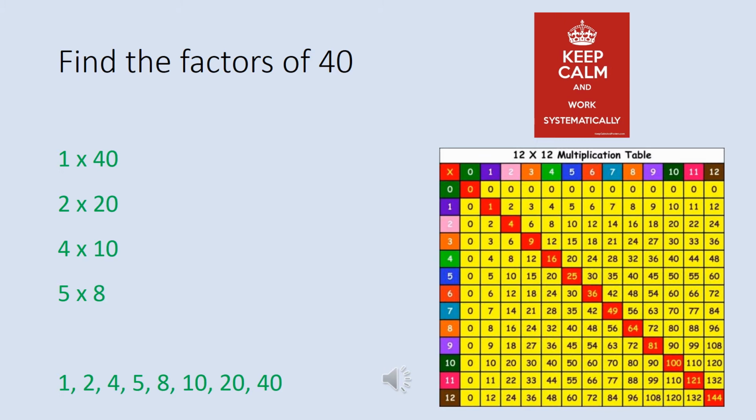4 is because of 4 times 10. 5 is because of 5 times 8. And then again, I think 6. Is 40 in the 6 times table? No, it's not, because 36 is and 42 is. So 6 can't be a factor of 40. And I go on like that. I don't need to repeat factors like 8 and 10 because I've already written them down. Once I'm happy that I found all of the factors, I write them down neatly in order.